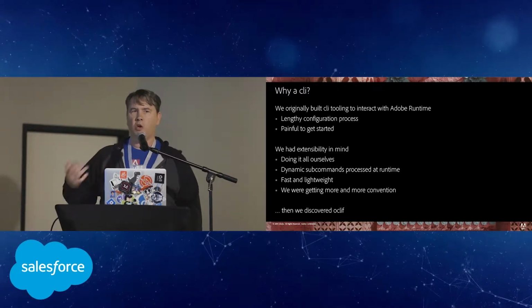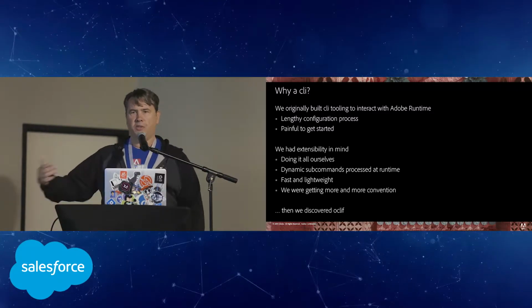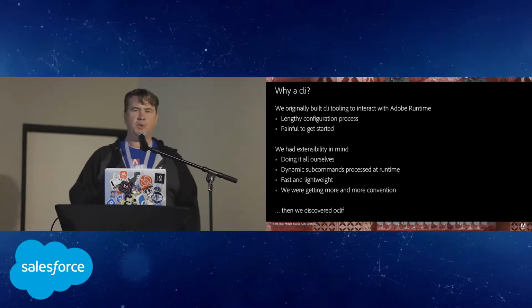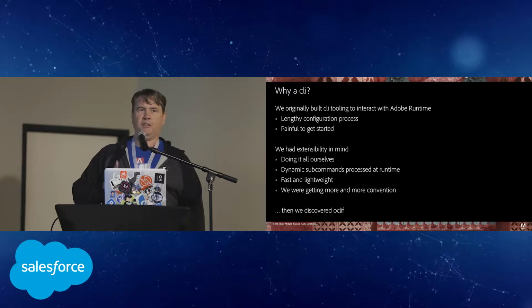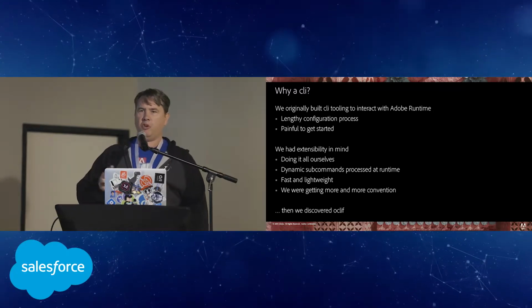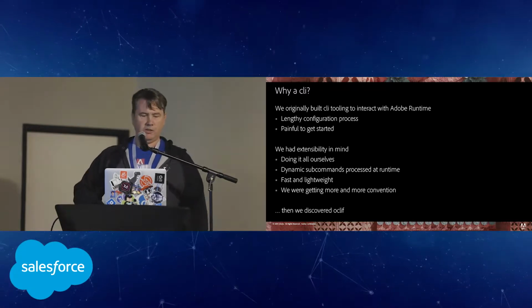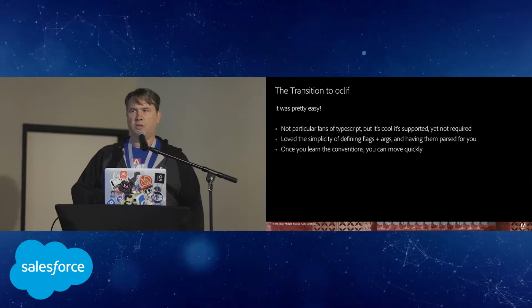So we had dynamic subcommands that we processed at runtime. It was fast, it was lightweight, but we started getting more and more of a convention being thrown in. Like, how do you handle help? How do you do it generically? Well, you tell people that they have to do it this way. So we grew, and then we discovered oclif, and we said, this solves a lot of our problems. Specifically, the first one was how to install plugins. That was the big killer feature for us.